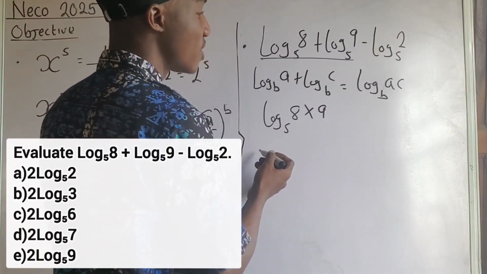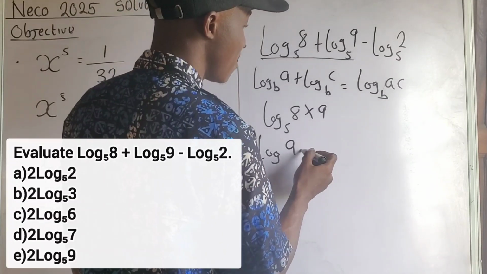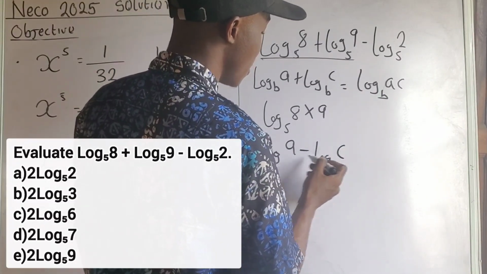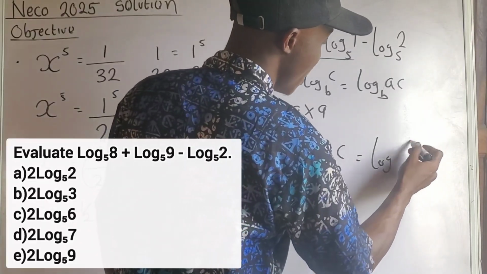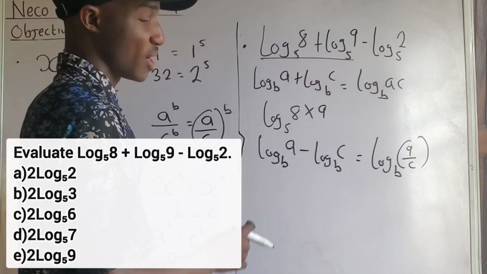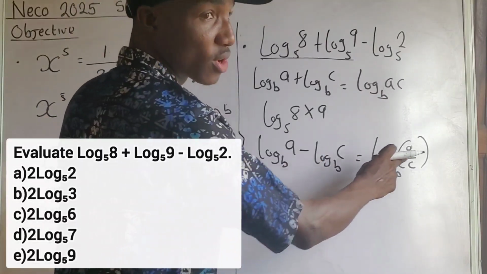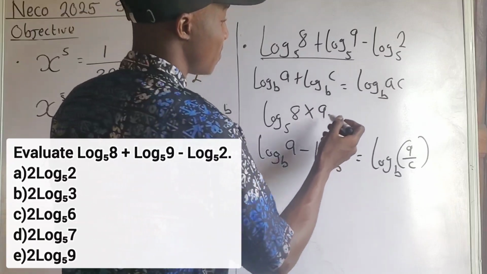Now, according to the law of logarithm again, the difference of logs, log a minus log c, base b, will be log a over c base b. Do you understand? Log a minus log c is equal to log a over c base b. So that means that, please pay attention.